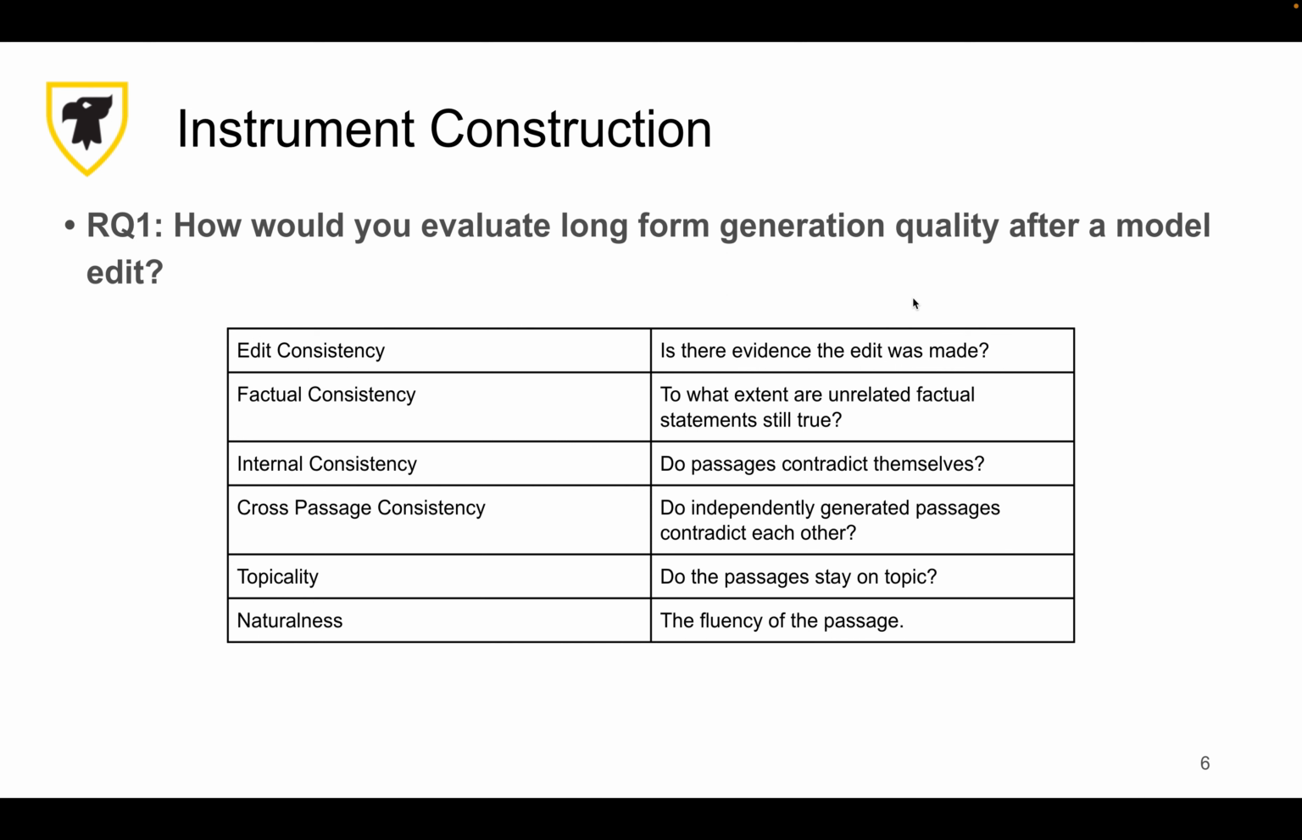We construct our instrument for evaluation using a few different properties that are supposed to reflect efficacy, generalization, locality, and portability, but in the long-form setting. These are edit consistency. Is there evidence the edit was actually made? Factual consistency. To what extent are unrelated factual statements still true? Internal consistency. Do passages contradict themselves? Cross-passage consistency. Do independently generated passages contradict each other? And a few measures of natural language generation quality, such as do passages stay on topic and the fluency of the passage.